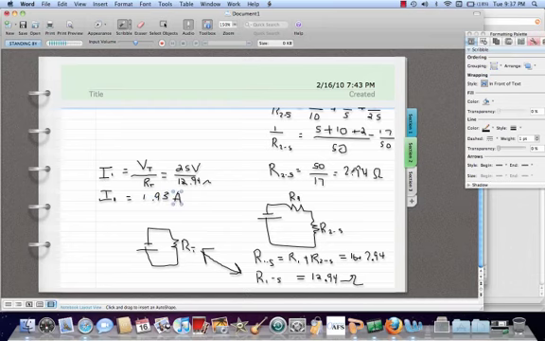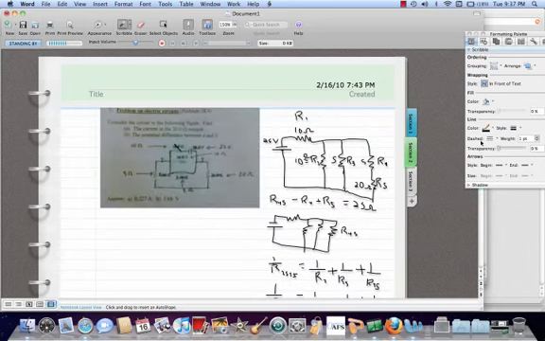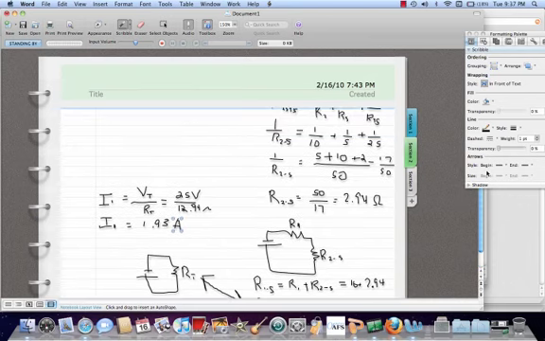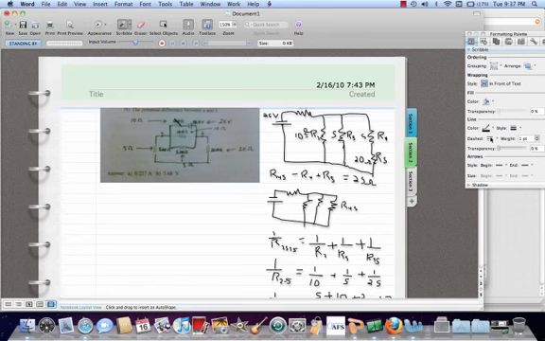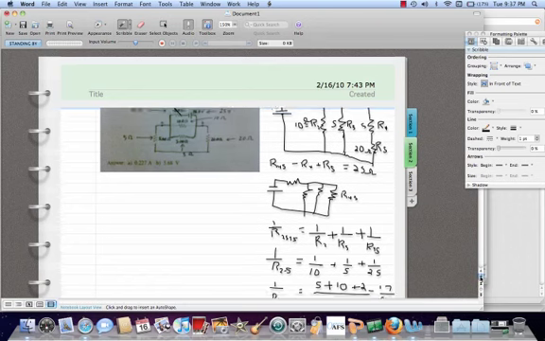Okay, and now it's asking me, it wants to know the current in the 20 ohm resistor. Okay, so if I go back here, if I know the voltage drop across here, then I can subtract that from my battery voltage, and that'll give me the voltage drop for each of these. And then once I know the voltage drop for each of these, that'll help me to find the current in the 20 ohm resistor.